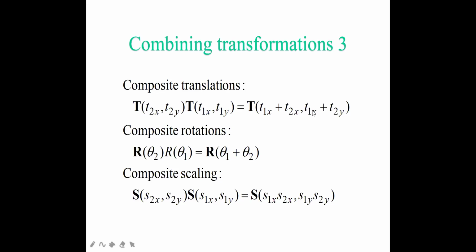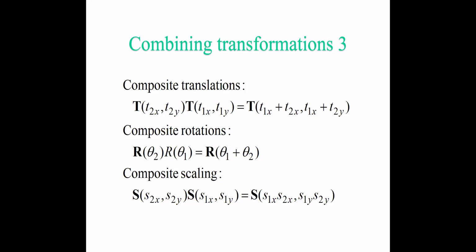Okay, so please check this out. Here, this is the x coordinate and this is the y coordinate. For the x coordinate I have written 1x, 2x, and for the y coordinate this has to be 1y. Now here, what I'm going to do is the composite translation.